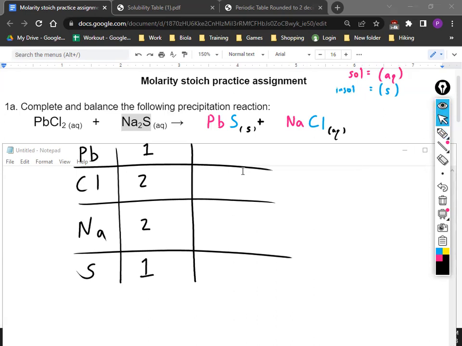All right. I'll give you guys 30 seconds to do the right side. So fill out the right side. How many Pb, Cl, Na, S? Should be pretty easy. So I'll give you 30 seconds to do the right side, and then we'll go over it. Yeah, super easy, right? It's just 1, 1, 1, 1. Okay, so 1, 1, 1, 1.